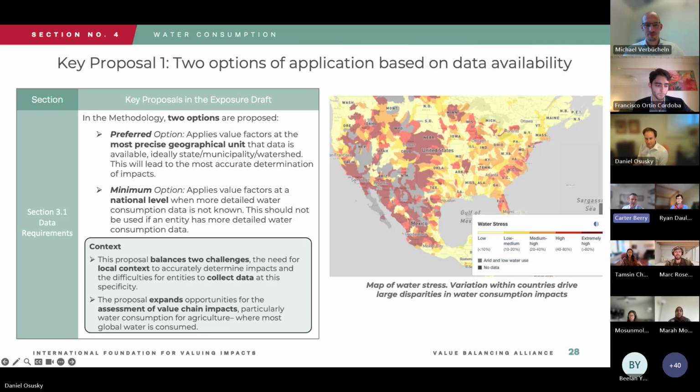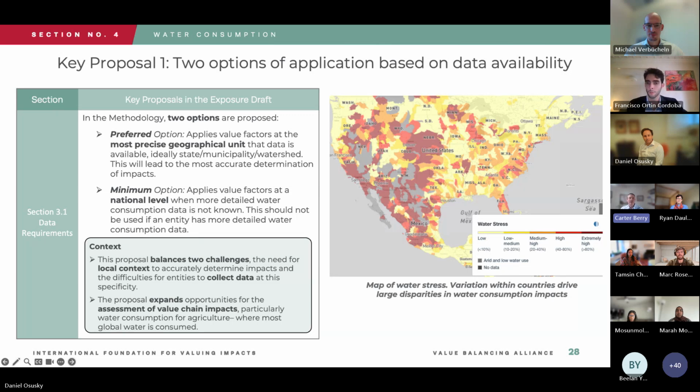And so this is really trying to balance this idea that there is a local context that is really important for understanding water consumption related impacts, while also balancing this idea that data availability may not always be at that level of spatial resolution. And so the preferred option says to apply the methodology at the most precise geographical unit. And what this really means is, water consumption exists in a city, or at least a state or a province municipality, or even a watershed potentially, and to apply the methodology at that scale, leading to the most representative understanding of water consumption impacts.